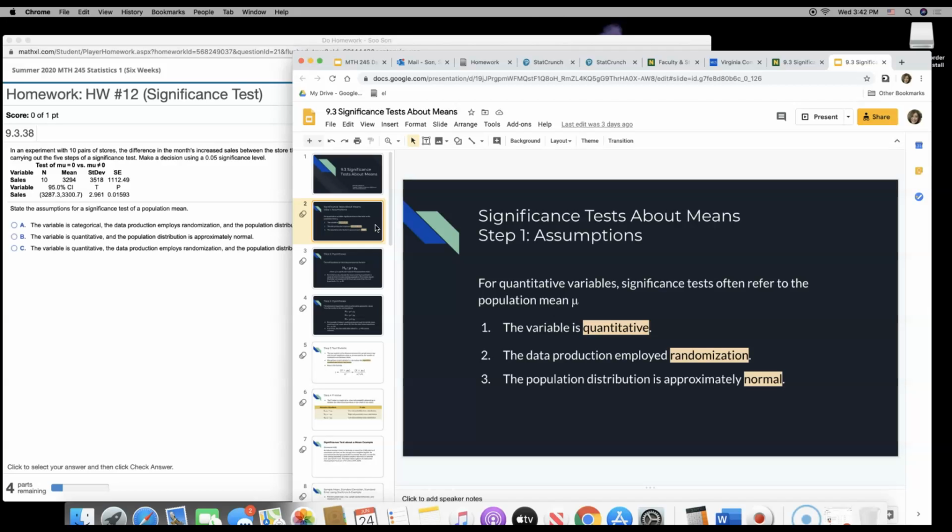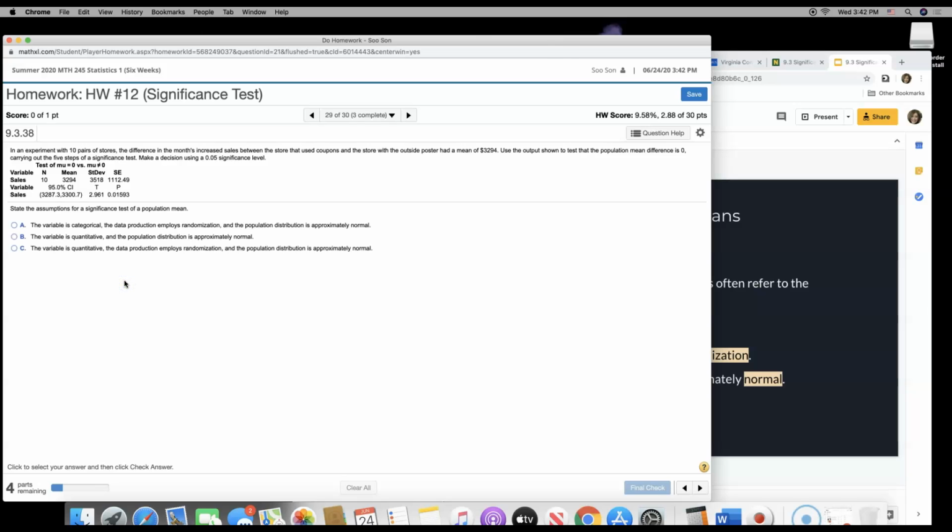Number 1, the variable has to be quantitative. Okay, and if they're looking at the average sales, that sounds quantitative to me. So yes, the variable is quantitative. The second one, they need to use some kind of randomization to collect the data. And I think they did mention the word random. Let's take a look. Comment F, random. They didn't say it, but can I go ahead and say it was random? Can I go ahead and assume it? Probably, so that I can go on with the process.